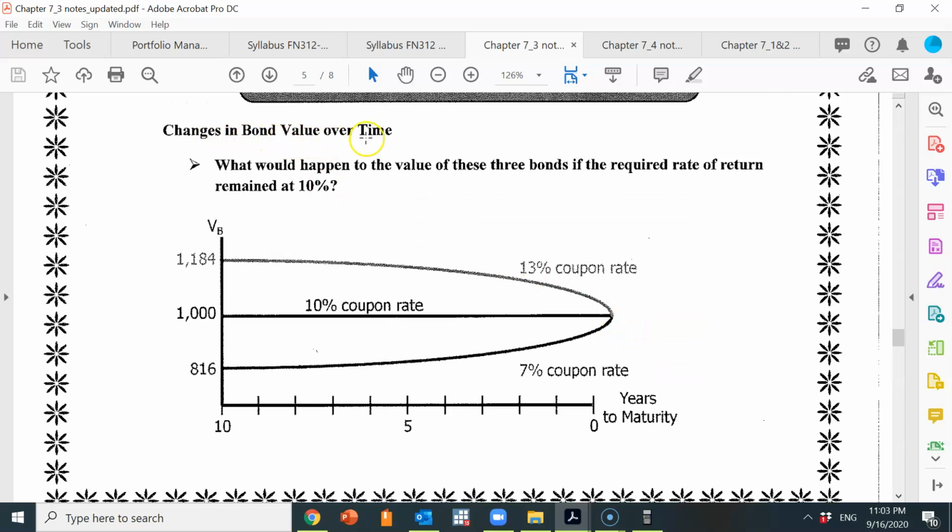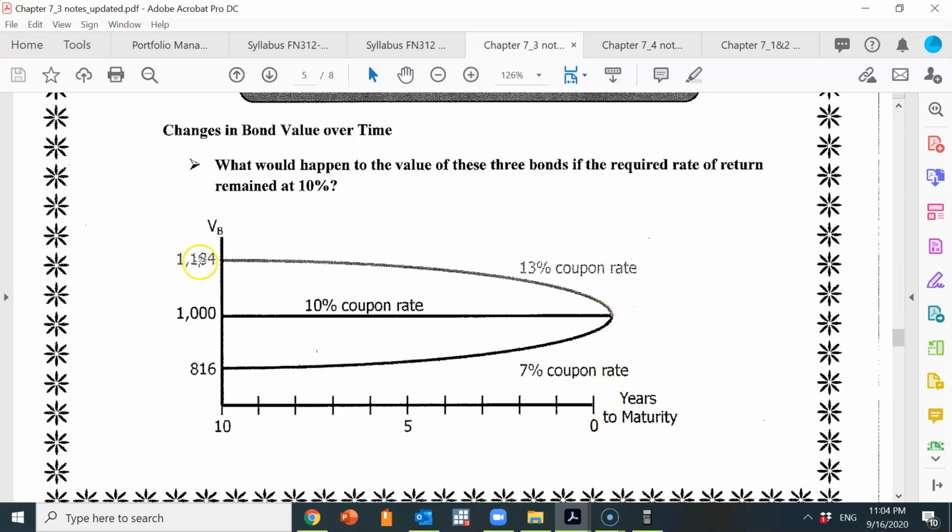Change in bond value over time. What would happen to the value of these three bonds if the required rate of return remained at 10%? For the par bond, our price continues to be 1,000. Our coupon rate is 10%. Our yield to maturity is also 10%. And at the maturity date, the bond value is also 1,000 because we get the 1,000 par value.